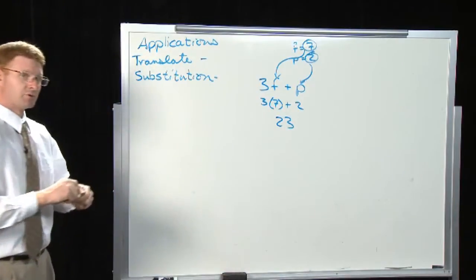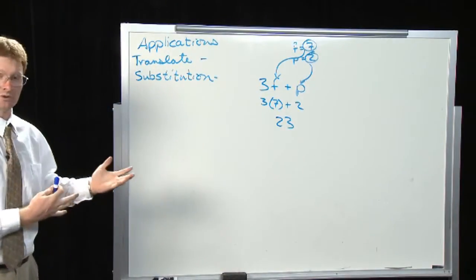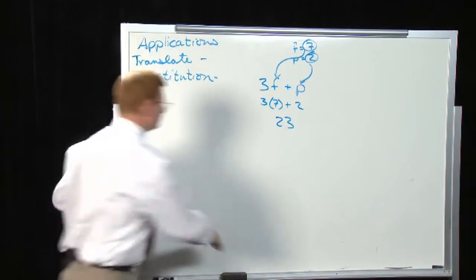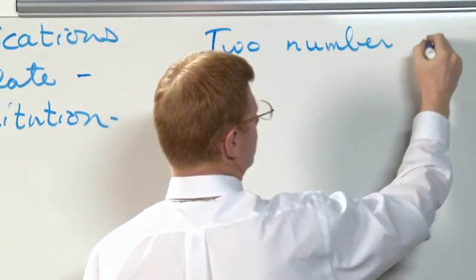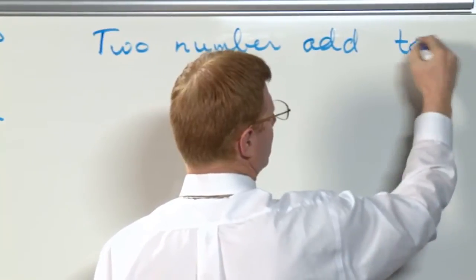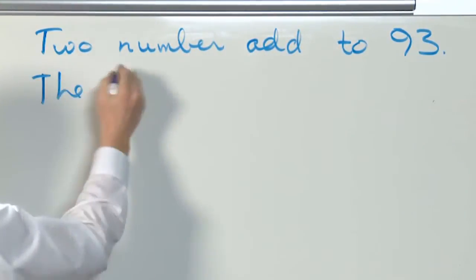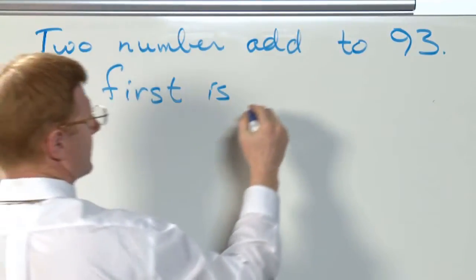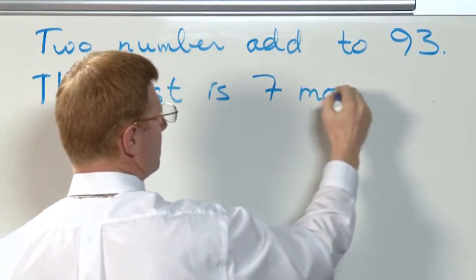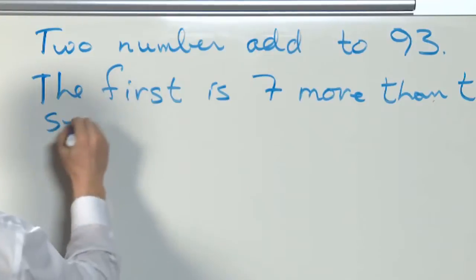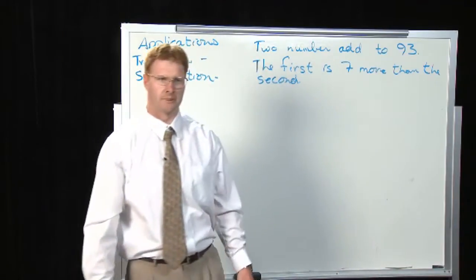Now we have problems where it's going to be very handy to do this sort of thing with variables. For example, two numbers add to 93. The first is 7 more than the second. What are the two numbers?